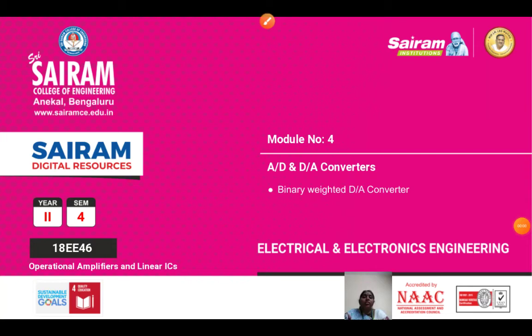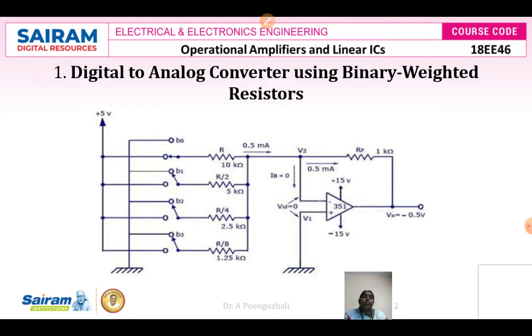Morning students, now we will see the different types of D2A converter. So under D2A converter, first we are going to see your binary weighted D2A converter. What is meant by binary weighted D2A converter is, we are going to take an operational amplifier and connect it in the inverting mode.